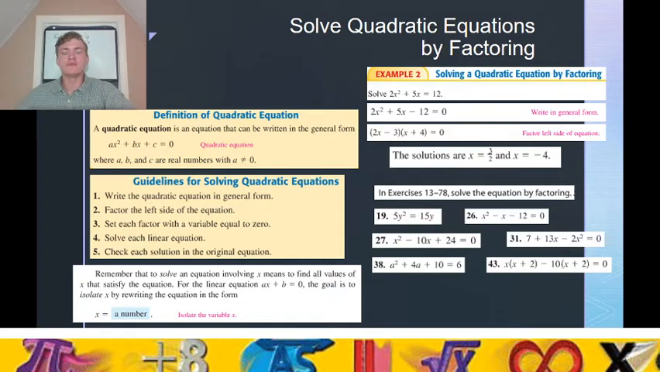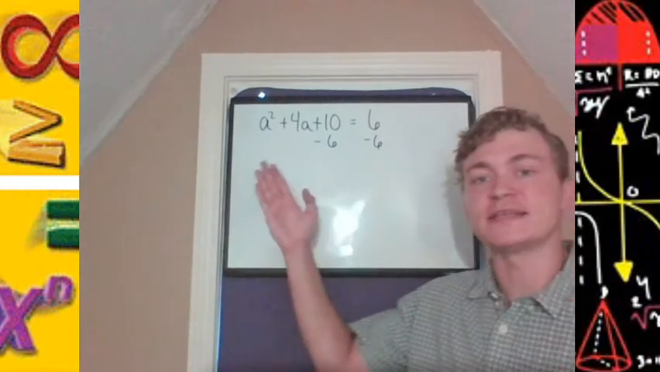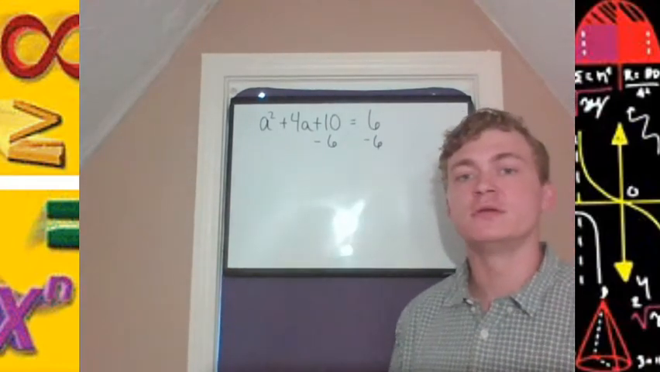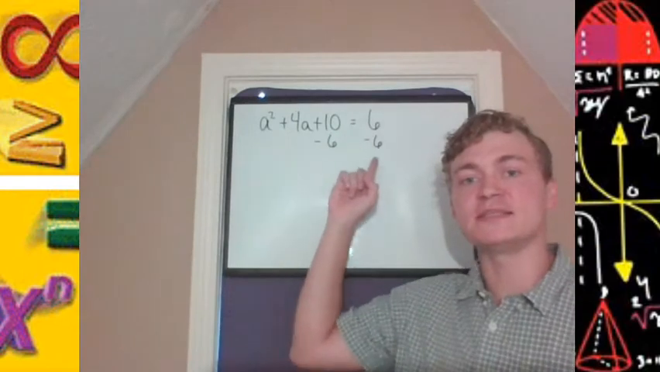Number 38, we have a squared plus 4a plus 10 equals 6. So on the left-hand side, we have a trinomial. On the right-hand side, we don't have 0, we have the number 6. Now, in order to solve this polynomial equation, more specifically this quadratic equation, we have to get it in general form. We need it set equal to 0, not set equal to 6. We cannot solve this equation until we get it set equal to 0. So how do we do that? By subtracting 6 on each side of our equation. We see on the right-hand side, 6 minus 6 is 0.